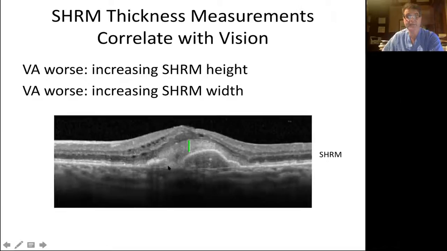So here's a very nice OCT. We have this fibrovascular pigment epithelial detachment with overlying SHRM. And then the retina is draped over this SHRM. We can see some cystoid macular edema. And once again, the SHRM correlates with classic choroidal neovascular membrane.